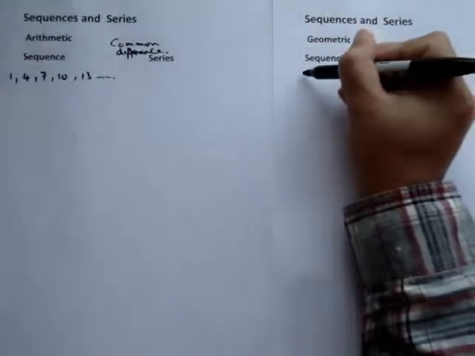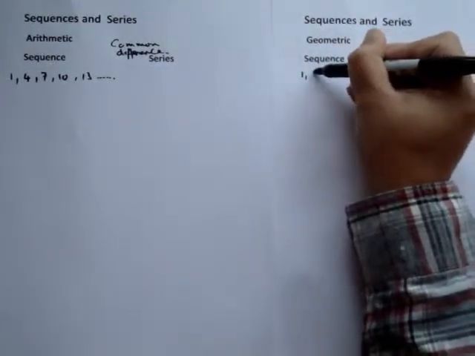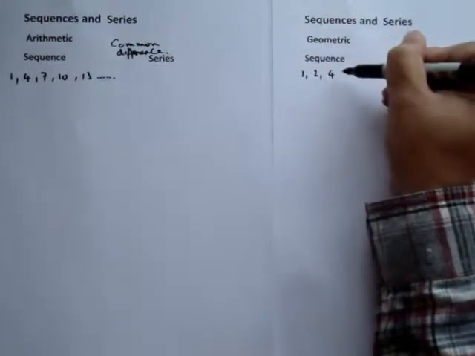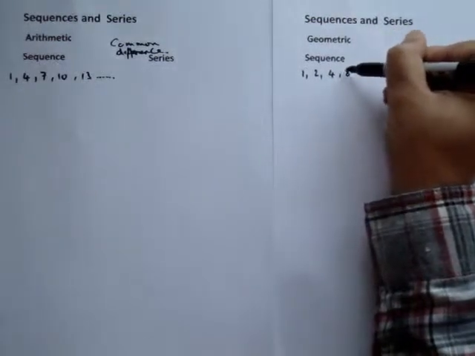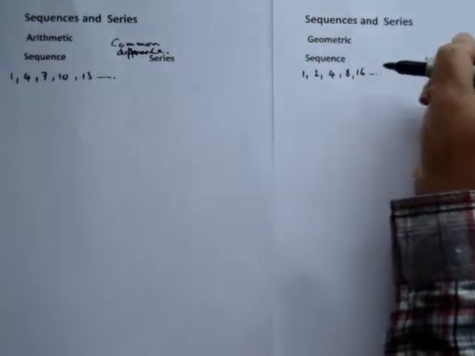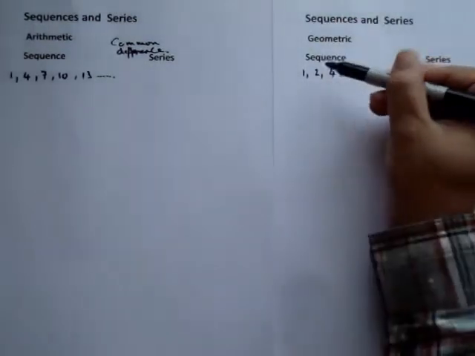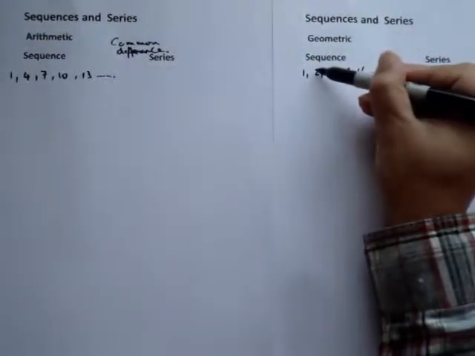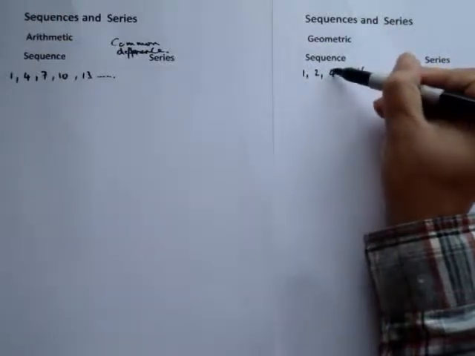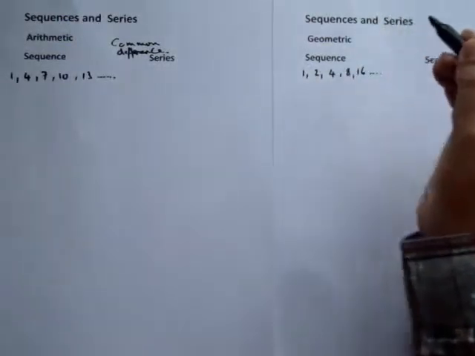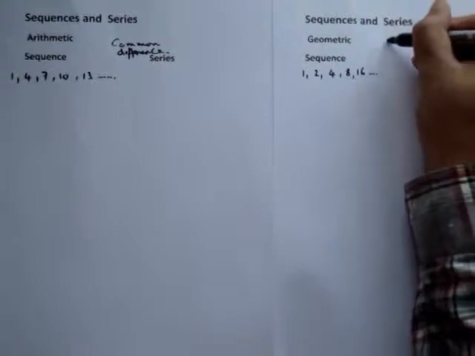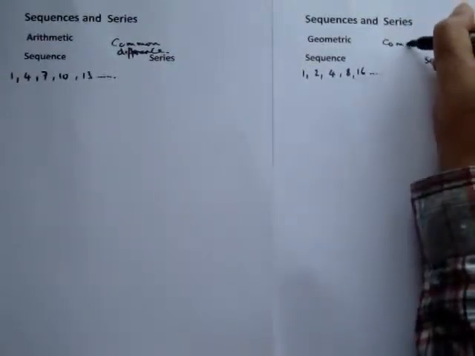In a geometric sequence we have again a list of numbers, 1, 2, 4, 8, 16 and so forth, and if we have a look between the second number and the previous number, or the third number and the previous number, there is a common ratio.